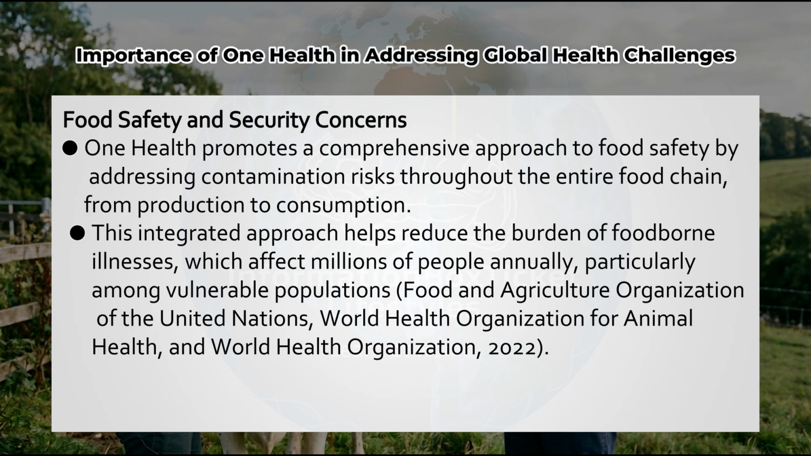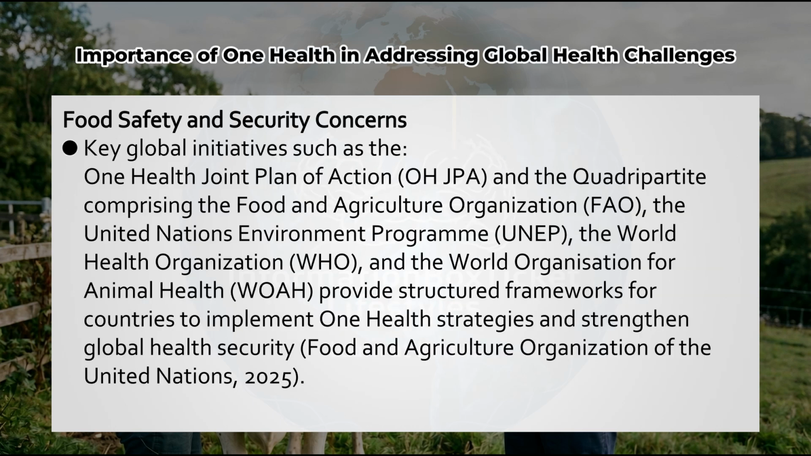Key global initiatives such as the One Health Joint Plan of Action, OHJPA, and the Quadripartite, comprising the Food and Agriculture Organization, FAO, the United Nations Environment Programme, UNEP, the World Health Organization, WHO, and the World Organization for Animal Health, WOAH, provide structured frameworks for countries to implement One Health strategies and strengthen global health security.